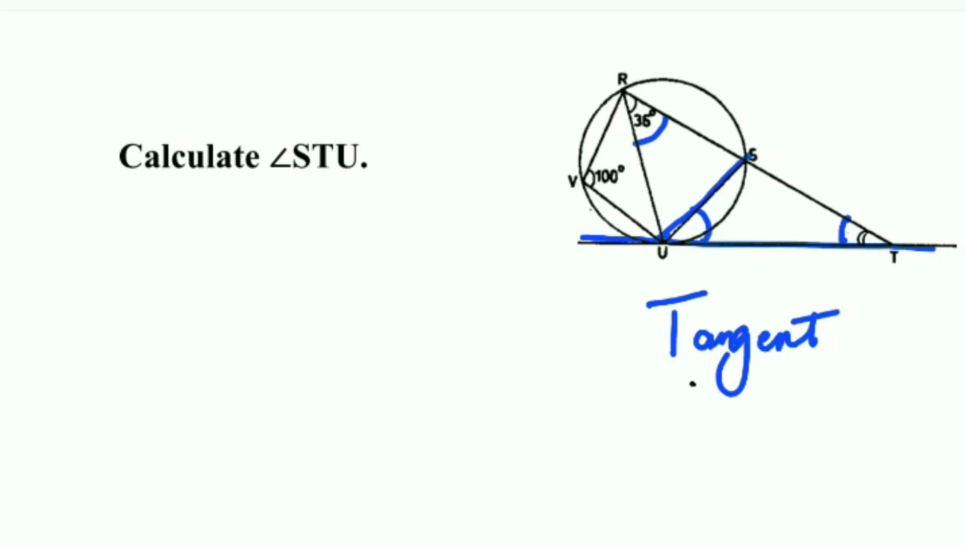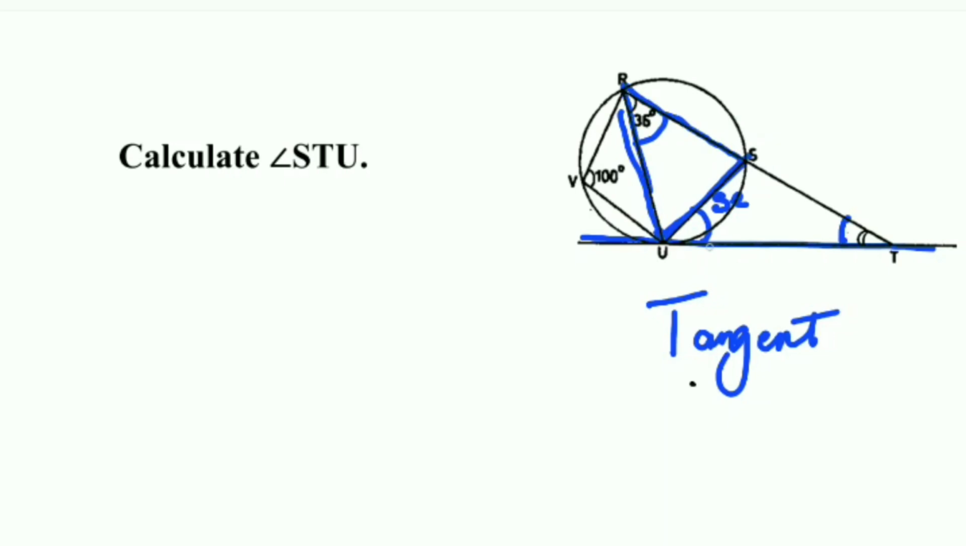Now, when you consider this chord, you see this part as a segment and you see every other part as another segment. You're looking at one chord at a time. So I'm looking at chord US. So the angle that is formed in the other segment would always have its base from U and also S.